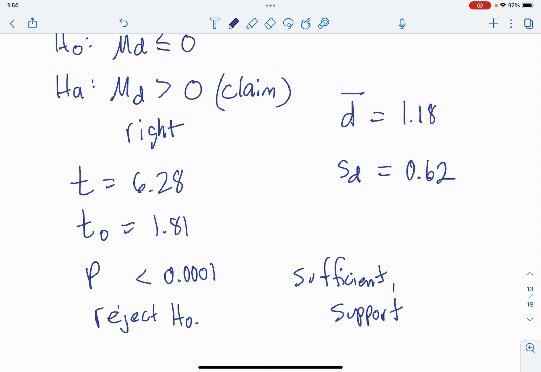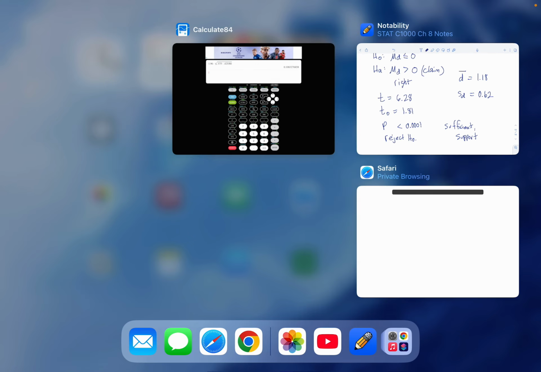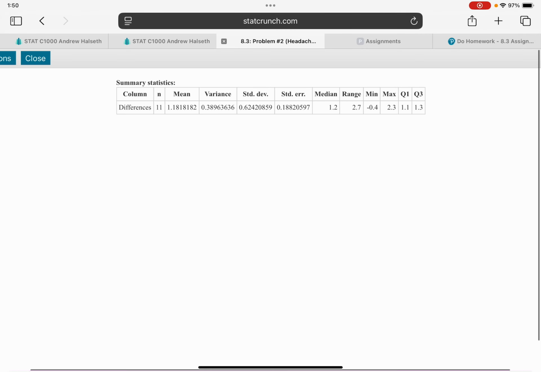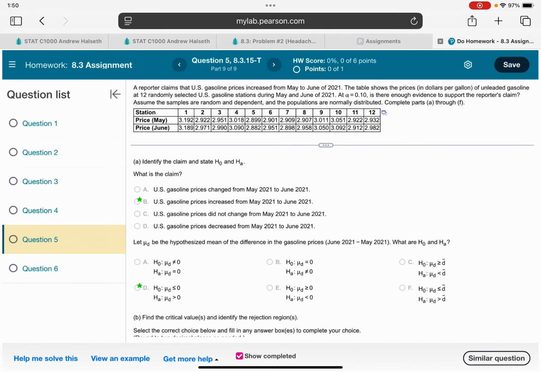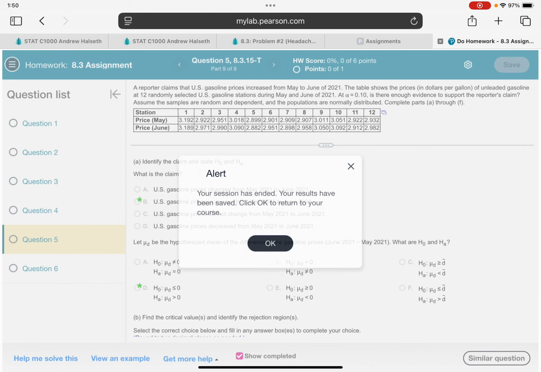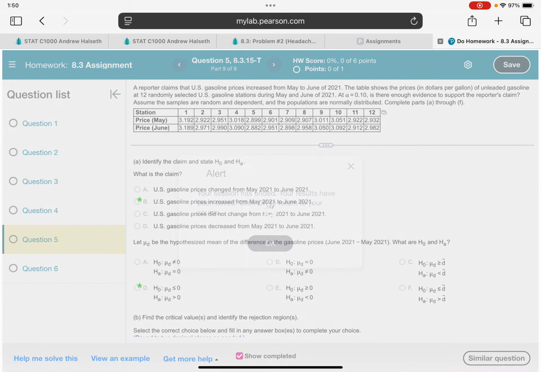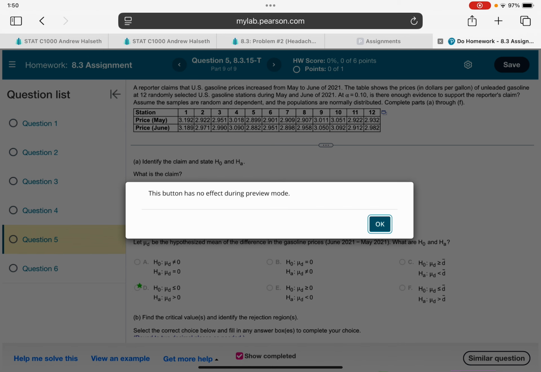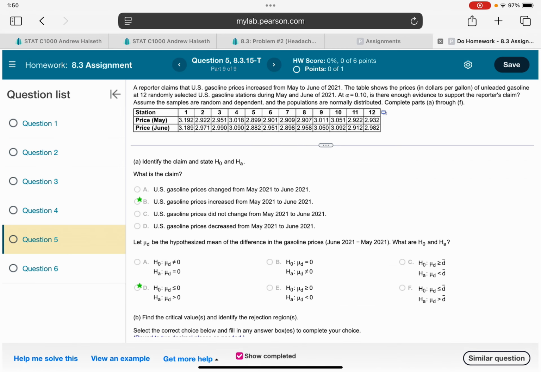Now, the one little thing that could happen is that they will reverse the before minus after thing. And let me show you a problem that happens. There's just one in your homework. It's this one. It's problem number 5 in 8.3. Oh, my session has ended. Okay. Well, that's fine. I just wanted to show it anyway.